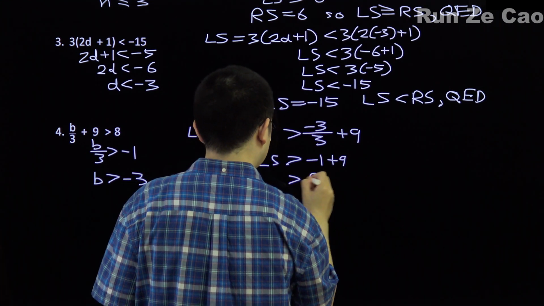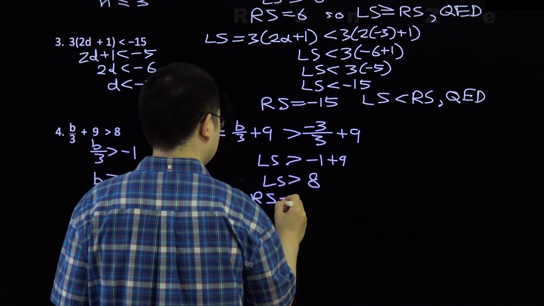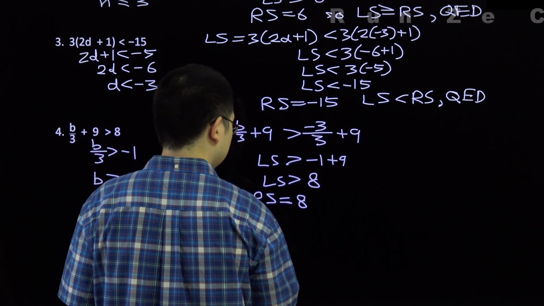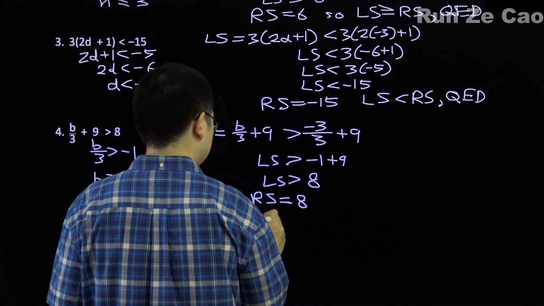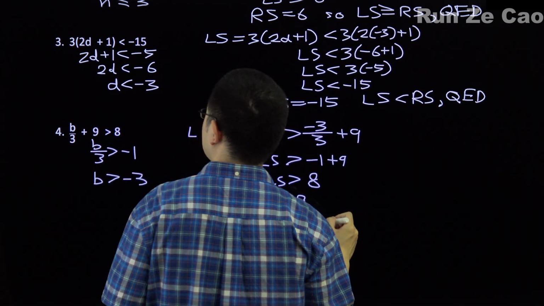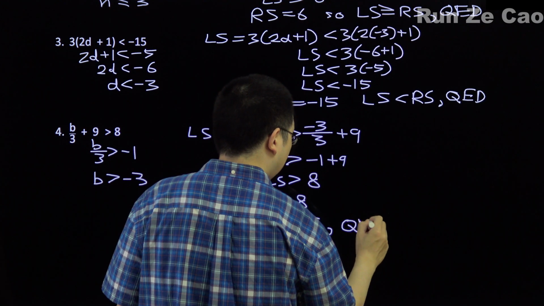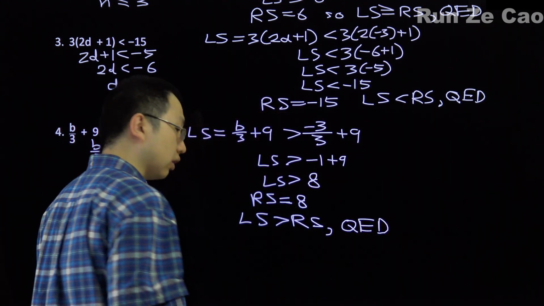Left side is greater than 8. Right side is equal to 8. So left side is greater than right side, which is what we're supposed to find. Thus, what is asked has been shown. QED.